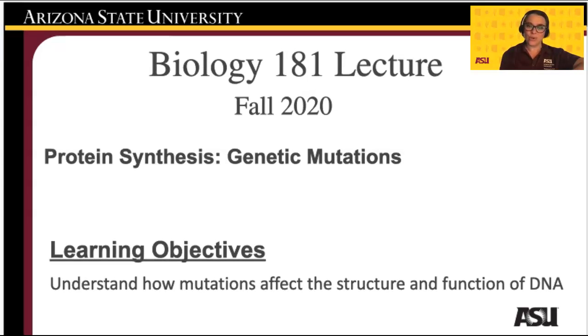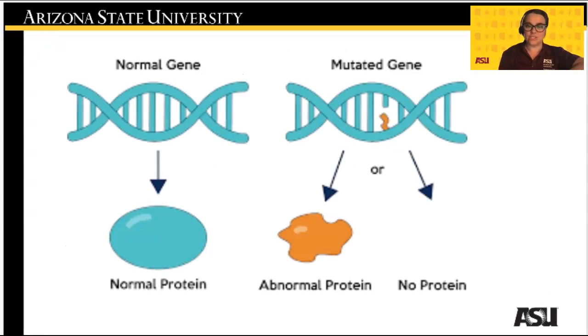This video focuses on genetic mutations. At the end of this lecture, students should be able to understand how genetic mutations affect the structure and function of DNA. Mutations can occur in the DNA and then be transcribed into the mRNA, which leads to the wrong polypeptide. Or mutations can occur in the mRNA and be translated into the wrong protein.